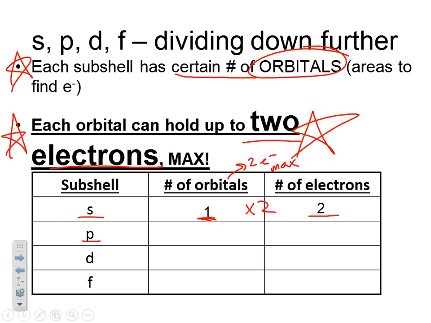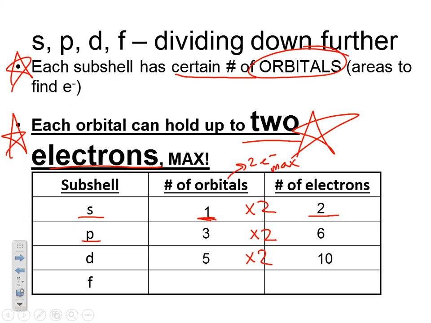P, on the other hand, can hold 3 orbitals. 3 orbitals fit within P. Now remember, an orbital can hold 2 electrons, which means the total number of electrons that can fit in a P subshell is going to be 6. Then D. The D subshell contains 5 orbitals. We might be noticing a pattern here. If you multiply that value by 2, because each orbital can contain up to 2 electrons, that means that the D subshell can hold 10 electrons total.